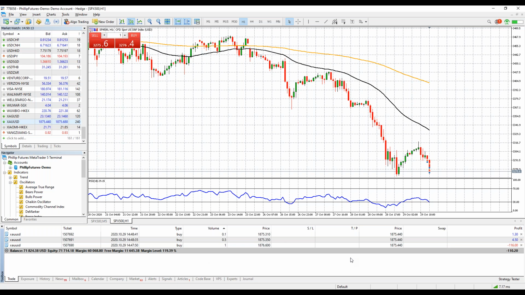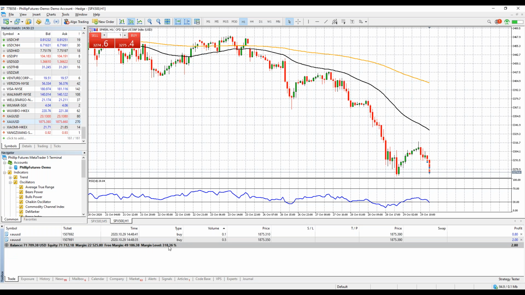This liquidation is automated by the system. It will liquidate your positions with the biggest loss first. Once the position with the biggest loss is liquidated, it will bring up the margin level. Once it's above 20%, of course, the liquidation will end there.